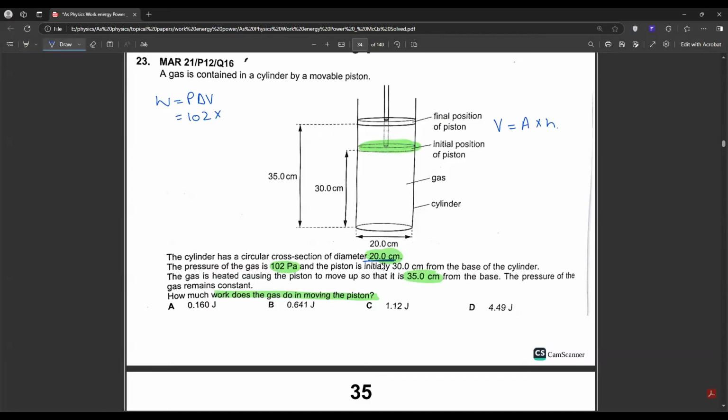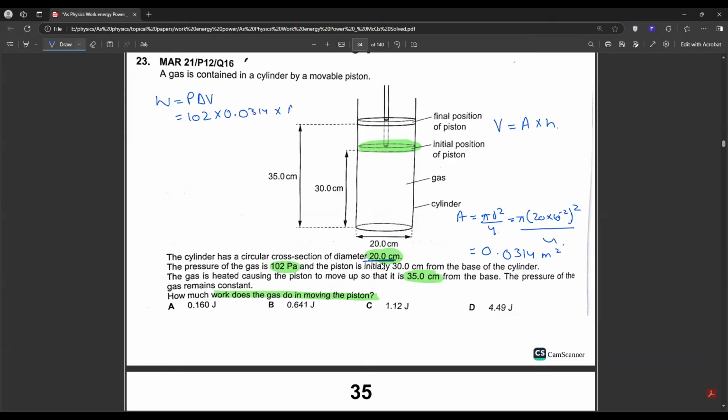First of all, let's calculate the cross sectional area, that is the circle. We are given the diameter. Area will be equal to what? Pi d square over 4. Pi into what is d? 20 centimeter. 20 into 10 raised to the power of minus 2 to convert it into meters, whole square, divided by 4, into pi. The area comes out to be what? 0.0314 meter square. Now you have the area here. Let's place it here, 0.0314.